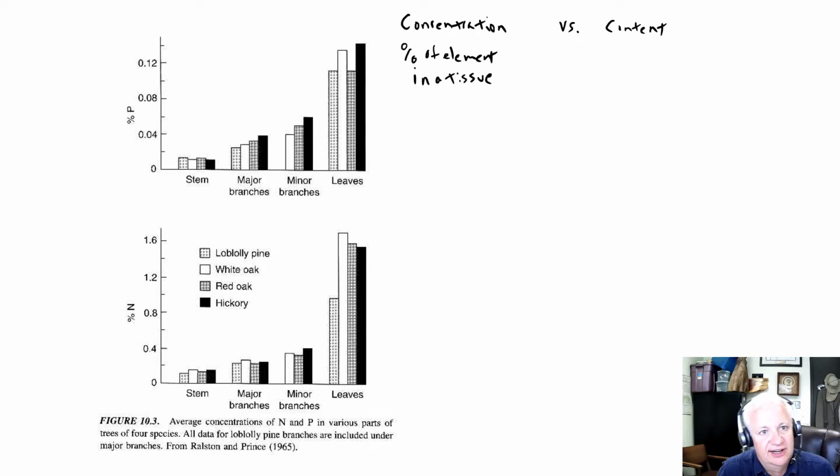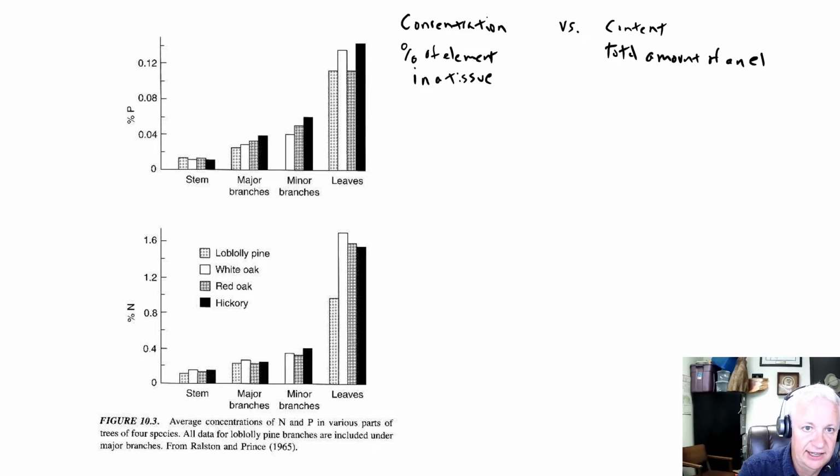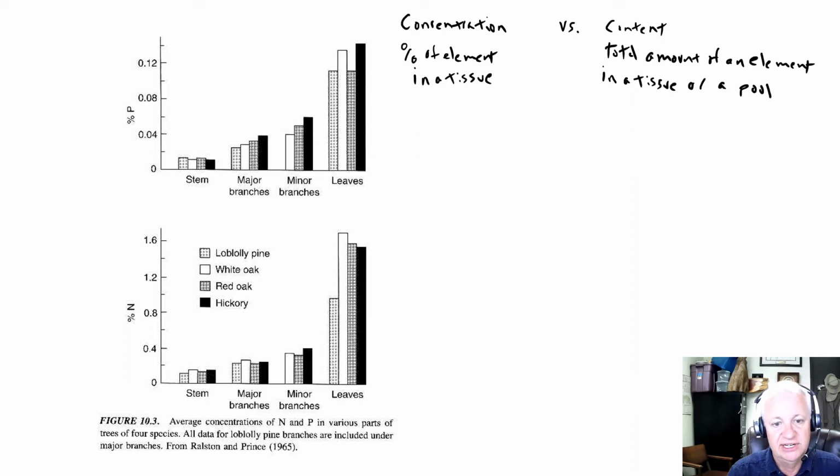Content is different. Content is a total amount of an element in a tissue or in a pool. So that previous slide where we talked about that table in loblolly pine, those are contents. Those are expressed on a kilogram basis.